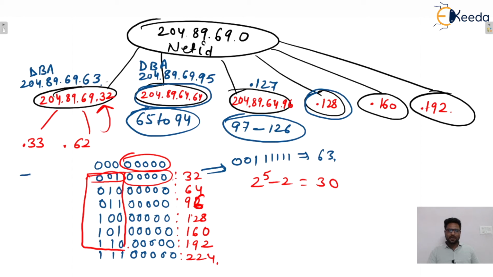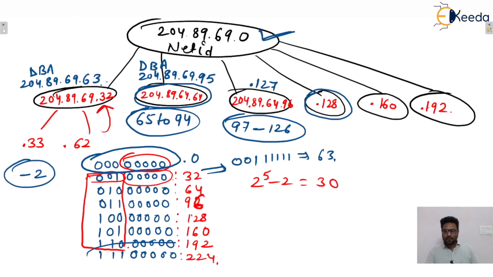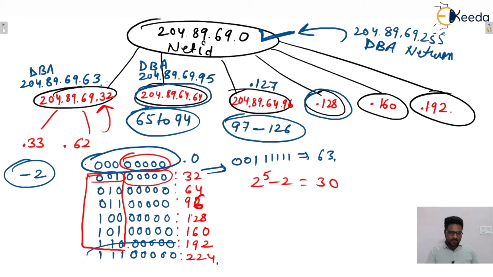So why is there minus 2 in the subnets? You can see this particular combination, that is .0, is used in the network ID, and last there will be 204.89.69.255, that will be the DBA of the network, isn't it? That's why these first and last, these two cannot be utilized as subnets. I hope this one is clear to everyone. The first one, all zeros, will be utilized as the network ID, and the last, all ones, will be utilized as the DBA of the network, isn't it?